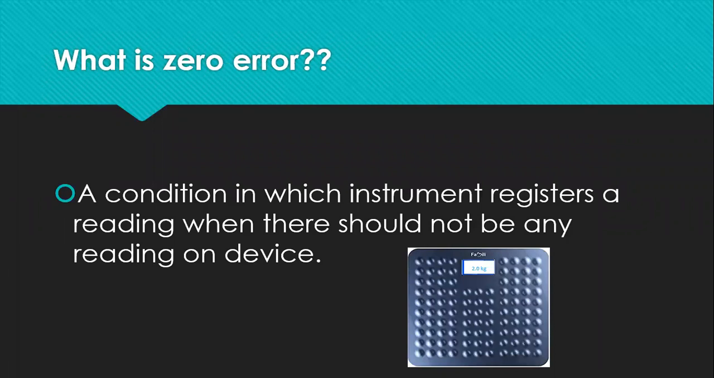What is zero error? As discussed previously, it is a condition in which an instrument registers a reading when there should not be any reading on the device. If you see the picture, the weighing scale is showing a reading of 2 kilogram when nobody is standing on it. It means this instrument has zero error in it. What should have happened? If this weighing machine was perfect, the reading should have been 0. But since there is a reading, it means there is an error.